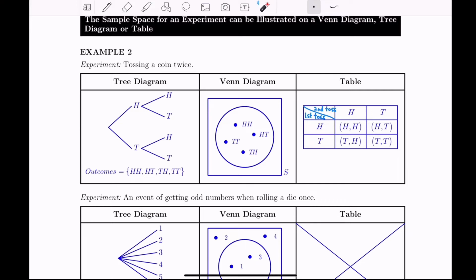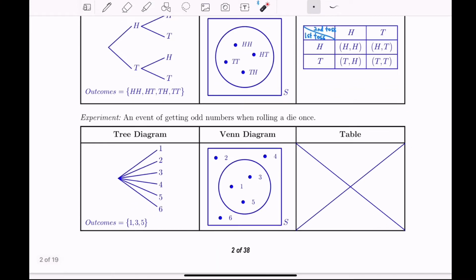Okay, next, the experiment of getting odd numbers when rolling a die once. We know that when we roll a die, the outcomes are 1, 2, 3, 4, 5, and 6. But the event of getting odd numbers, nombor ganjil, is number 1, number 3, and number 5. So the possible outcomes of getting odd numbers are 1, 3, 5. Okay, so this is a tree diagram. There are 6 possible outcomes.